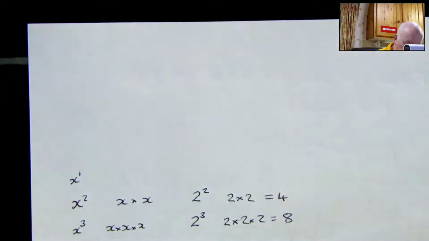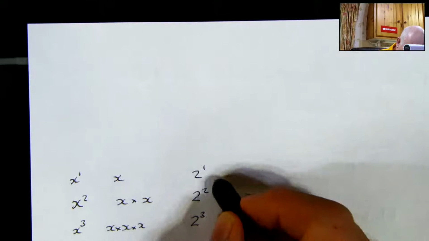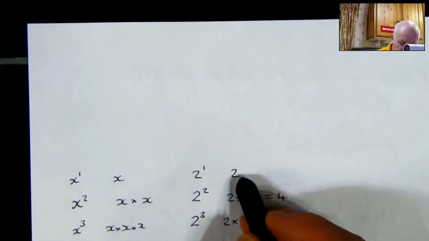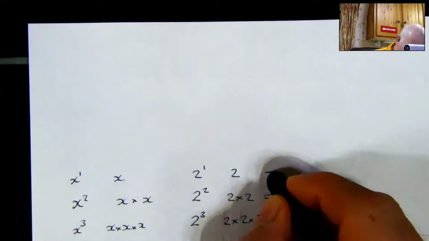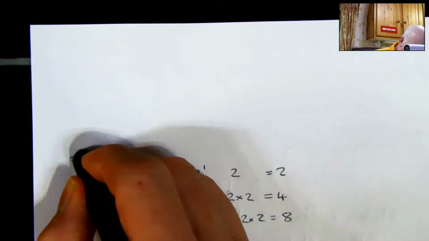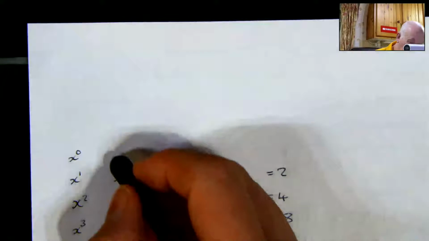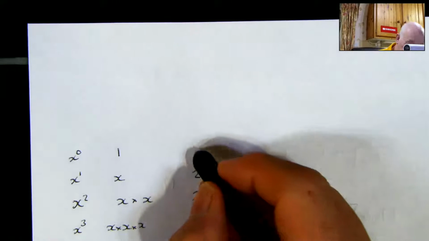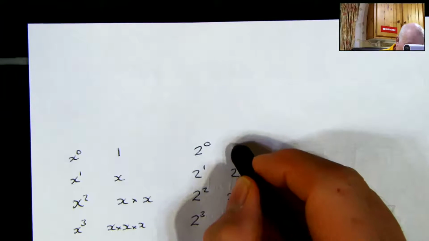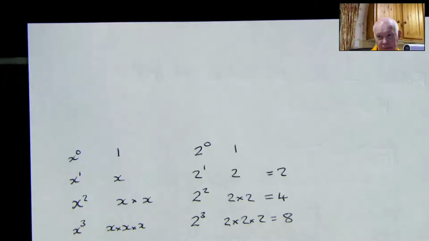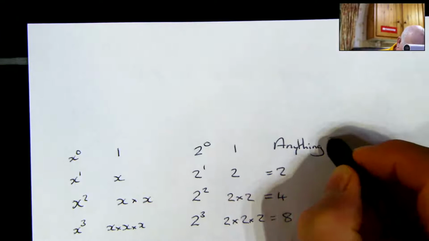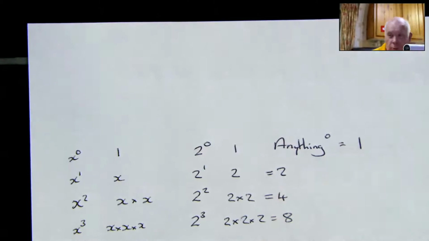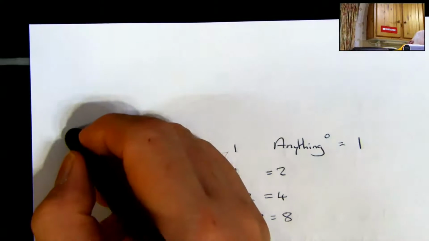Let's go the other way. Let's go x to the 1. Well, that's going to be easy. That's going to be x. 2 to the 1. Well, that's going to be on this simple idea 2 times, well, nothing. So it's itself. So it's just going to be just 2. Now the one that catches people out, x to the 0. X to the 0 is 1. 2 to the 0 is 1. In fact, anything to the 0 equals 1.